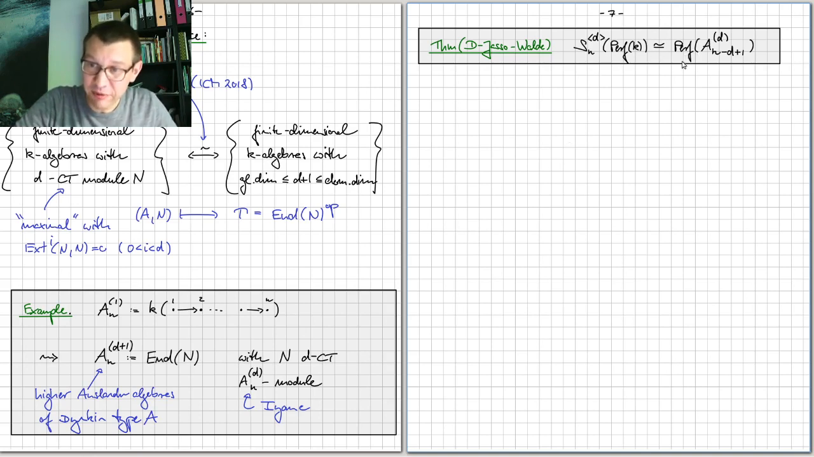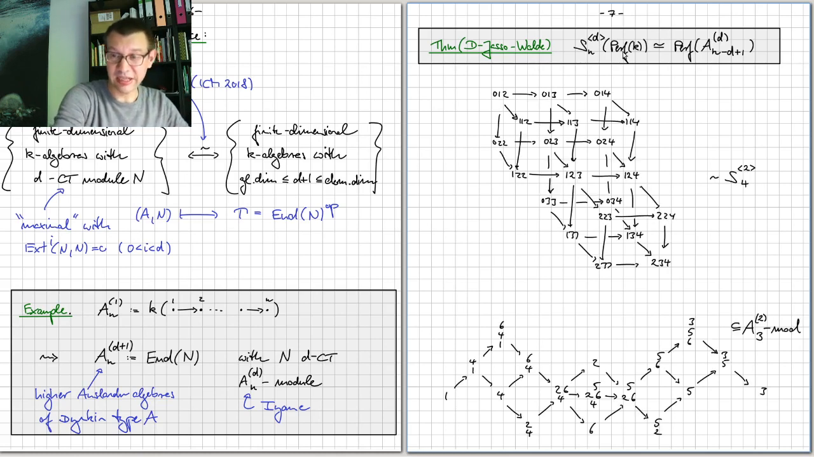Actually, if you look at perfect modules, so representations of this d-dimensional Auslander algebra of type A, then that is actually the same thing as looking at the n cell of the S construction in dimension D, if you evaluate it in the category of perfect complexes. Okay, so let me just tell you how the proof goes, maybe.